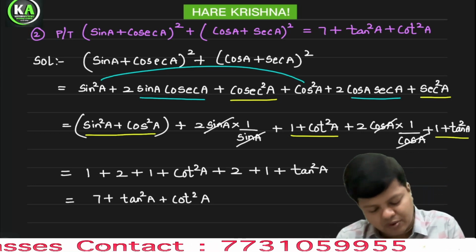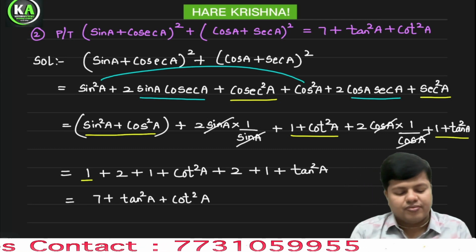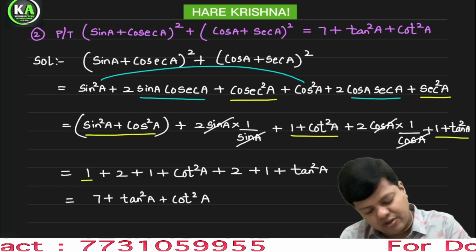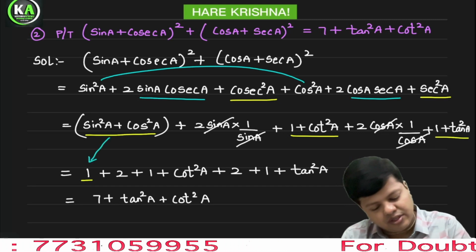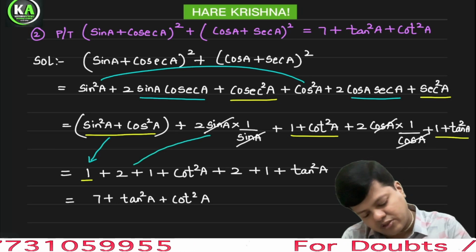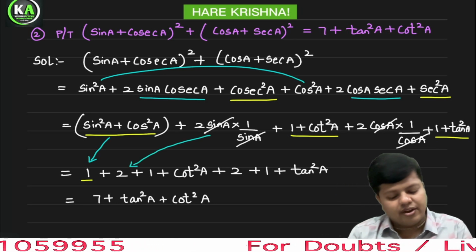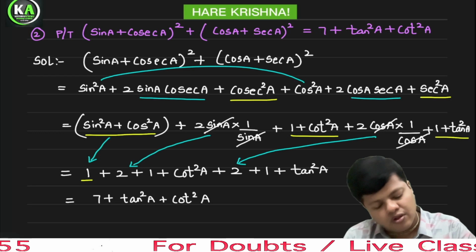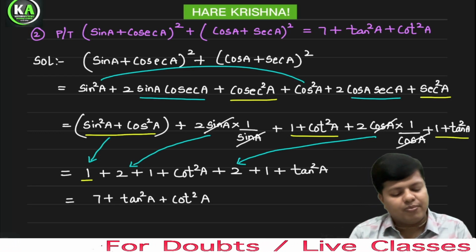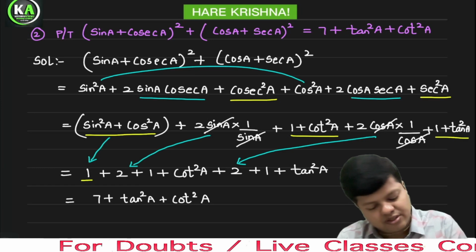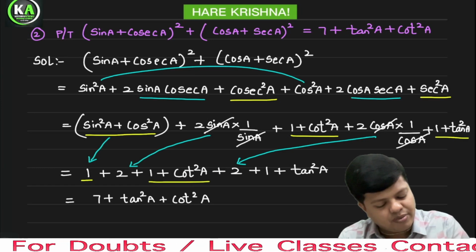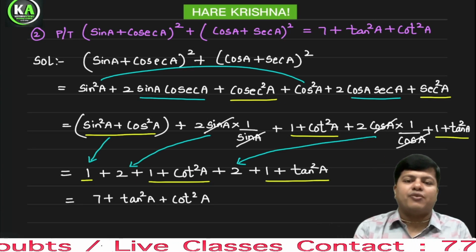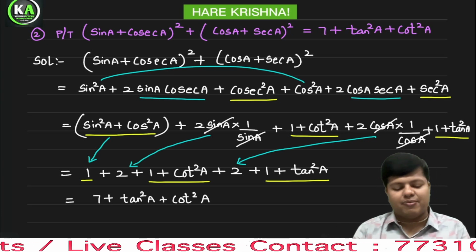and sin square A plus cos square A we wrote as 1. Okay, sin square plus cos square is 1, na? So this answer is 1. So this answer you got as 2, and then 1 plus cot square as it is. So this answer you got as 2. Okay, na? And 1 plus tan square as it is. 1 plus 2 plus 1, 4, plus 2, plus 1, 7 total, 7 plus tan square plus cot square we got.